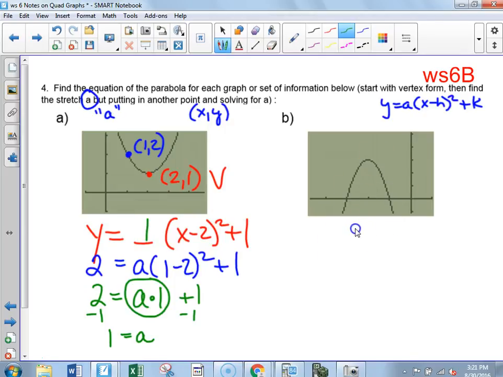All right. B is obviously going to have a stretch because it's got a number out in front. A negative. All right. Be careful, I think there's a mark here and a mark here. So I'm going negative 2, 3. So someone start me out. What does the vertex form look like? Something times.